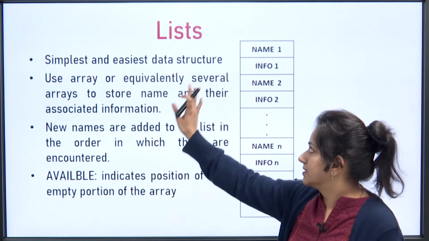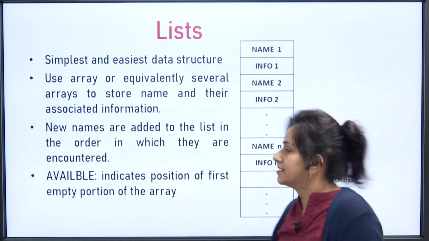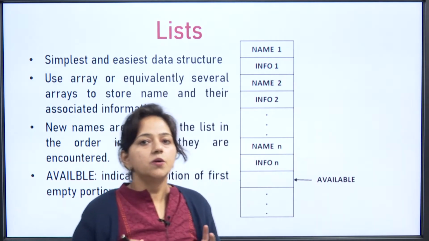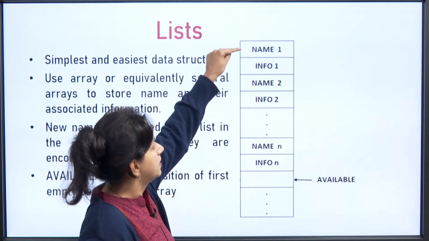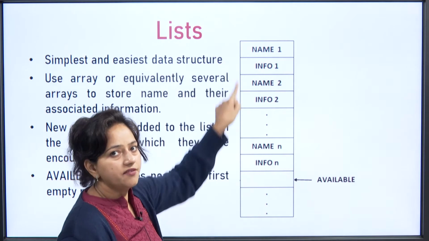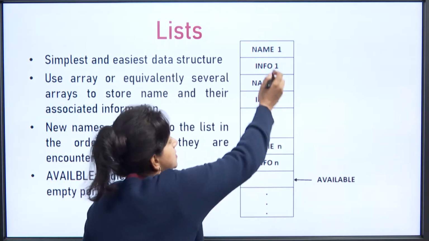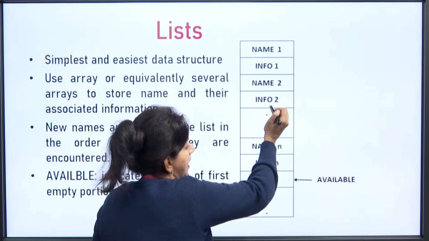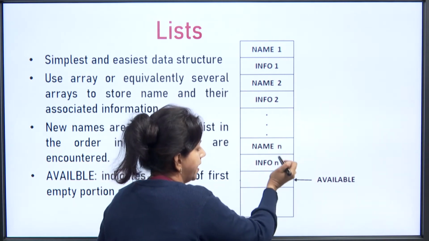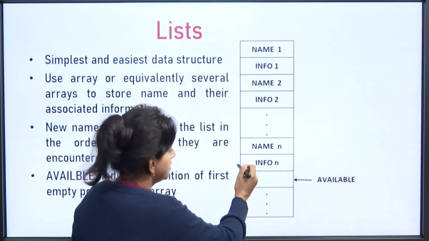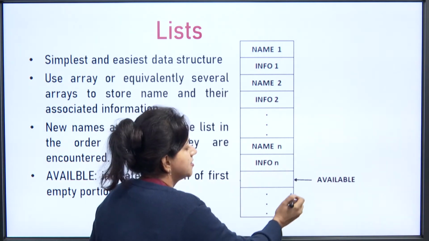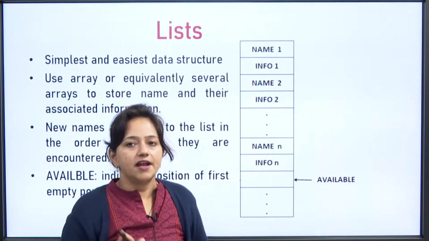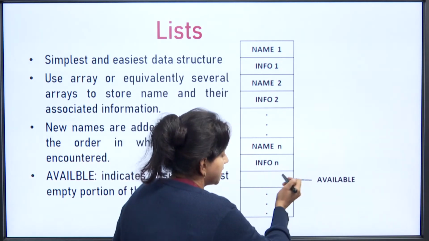Now, we will discuss these schemes one by one. First is the list. What we have in a list is a data structure with 2 main fields, one is the name and the other is info. So, here we are maintaining a list: name 1, info 1, name 2, info 2 and so on, then name n, info n. And this is the blank cell, pointed to by available, and available shows the first available space.